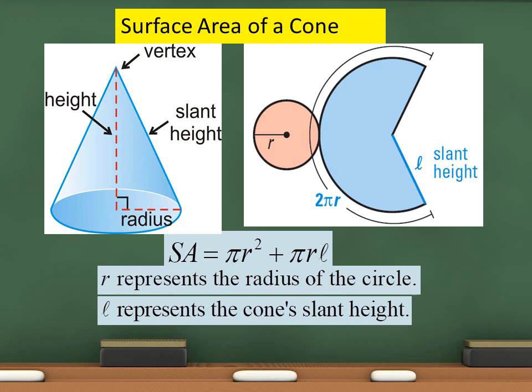And then we have the 2 pi r. The 2 pi r is actually pi d, the circumference of the circle at the base with the radius r. Therefore, r represents the radius of the circle at the base, and L represents the cone's slant height. We'll look at several examples that will help us understand more.